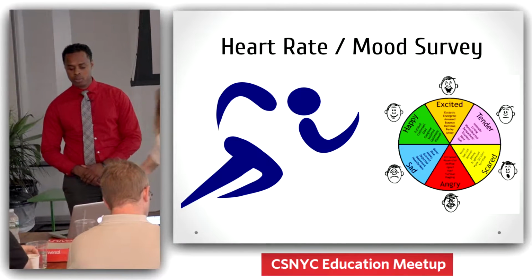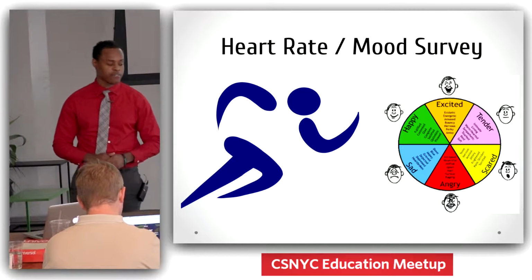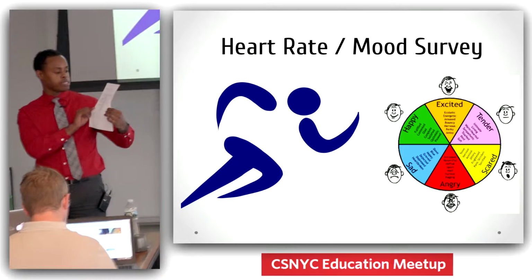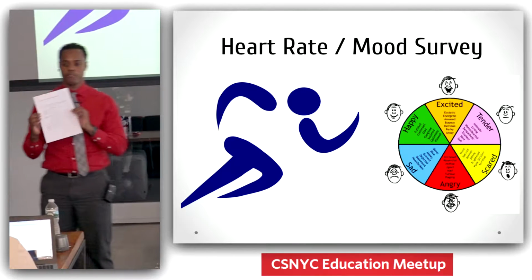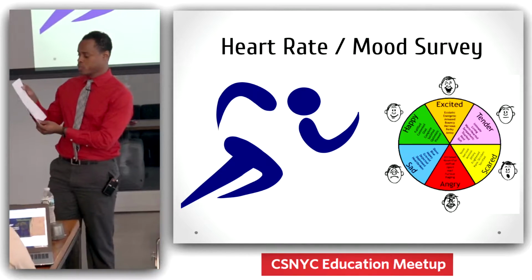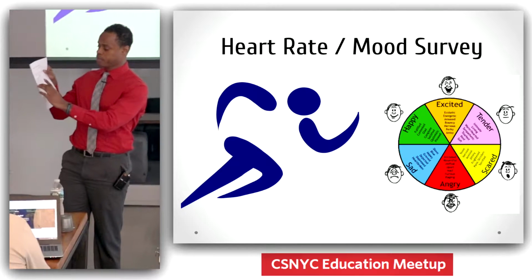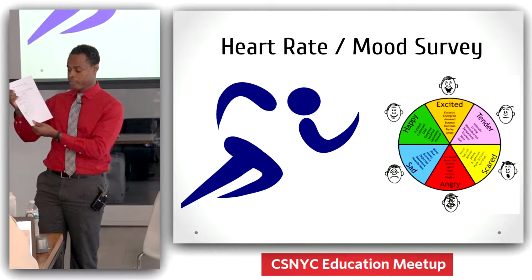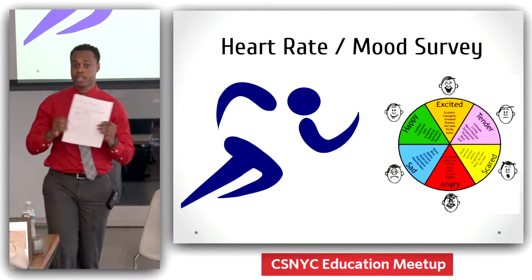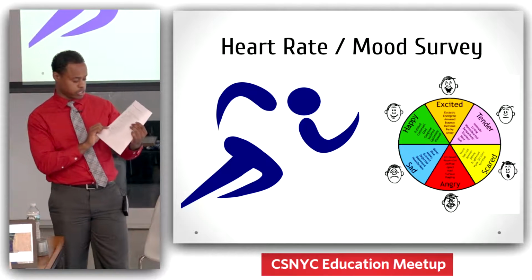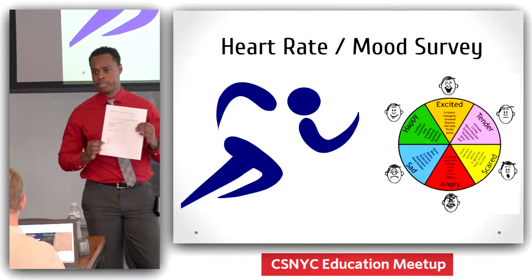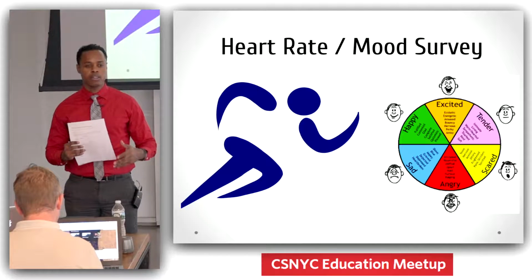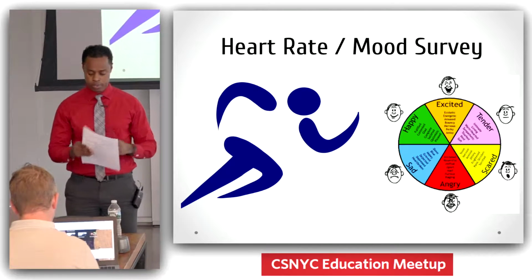So what everyone has right in front of them is a sheet, okay? And this sheet is gonna give you a little bit of insight into what some of our students do. I'll go through the three subpoints: pre and post workout mood, pre and post heart rate, and different types of physical activities. So we have aerobic, muscular strength and endurance, and flexibility, okay? We're gonna ask everyone to participate, so that you can get a better understanding of what our students do.